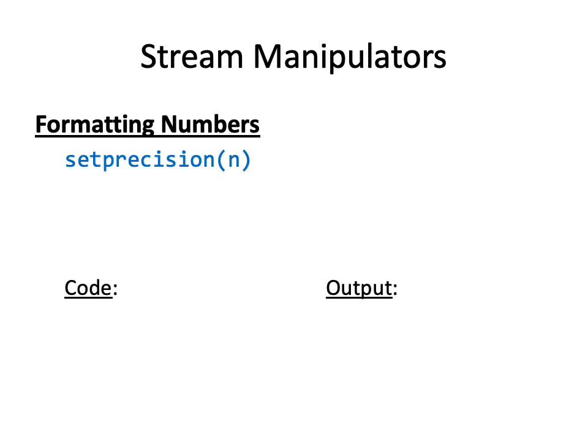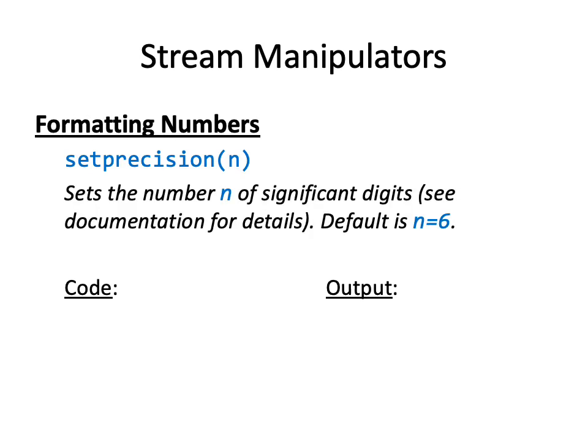Next, we have SetPrecision, another formatting number stream manipulator. Here you have to give it n, which is the number of significant digits, and how it's defined exactly is a little bit tricky, so you can always double check how that's defined if you're using it. To be honest, whenever I use these stream manipulators, I almost always have to look them up. I just don't use them often enough because I'm not often doing input and output with C++.